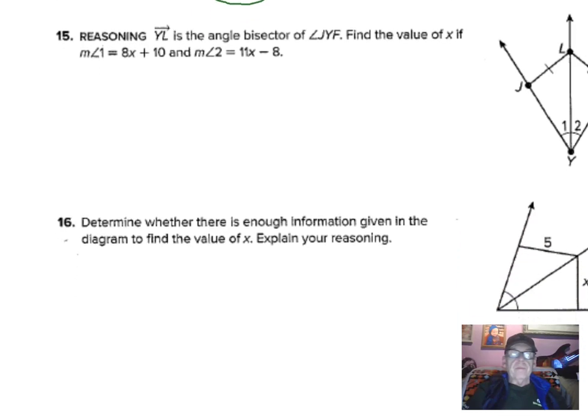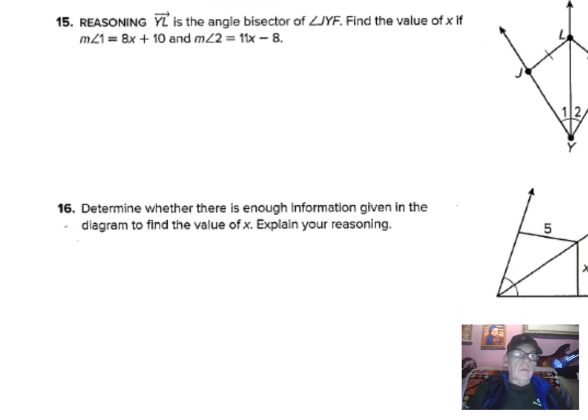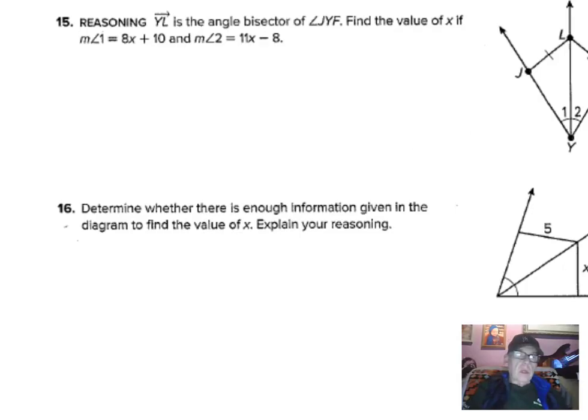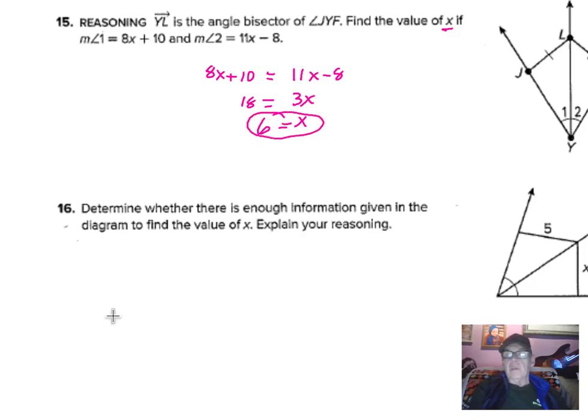Let's move up. Okay, for this one, sorry about that. For this one, YL is an angle bisector. So angle 1 is going to be congruent to angle 2, and we can set 8x plus 10 equal to 11x minus 8. So we're going to take 8x away from both sides and add 8 to both sides. 18 is equal to 3x. x is equal to 6. And it just wants to find the value of x. x is equal to 6.